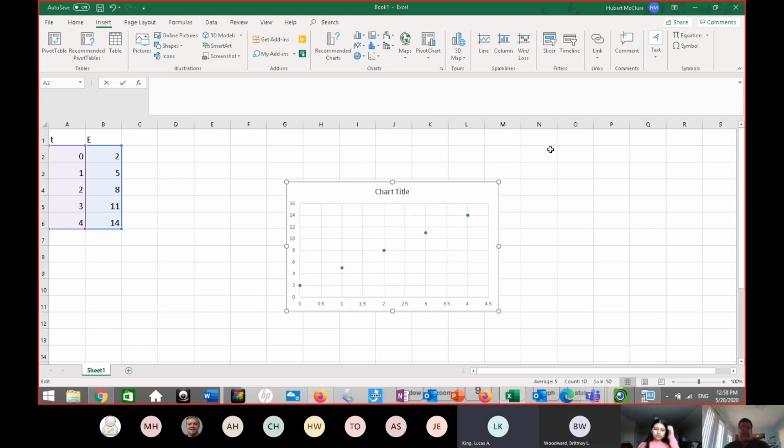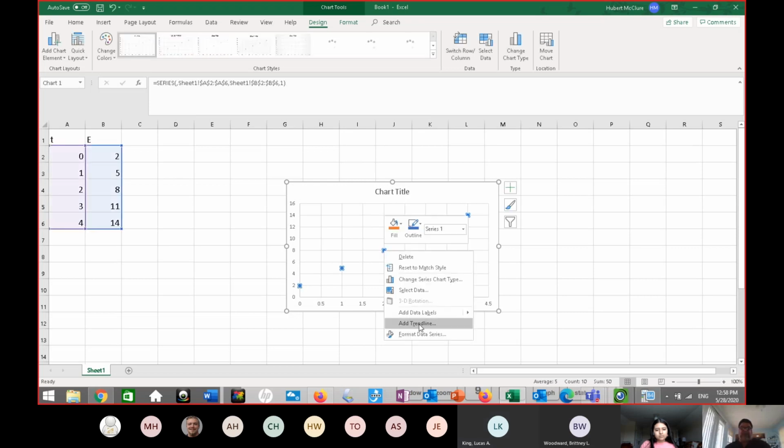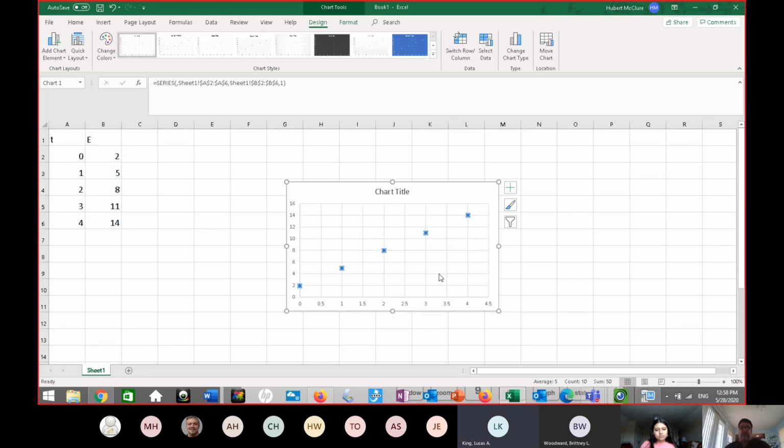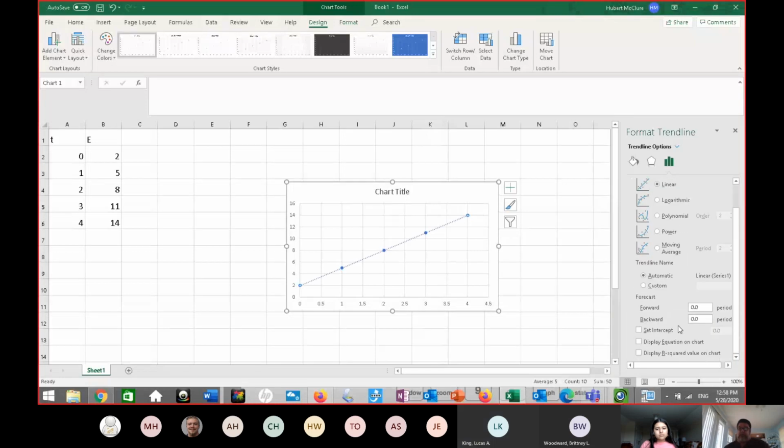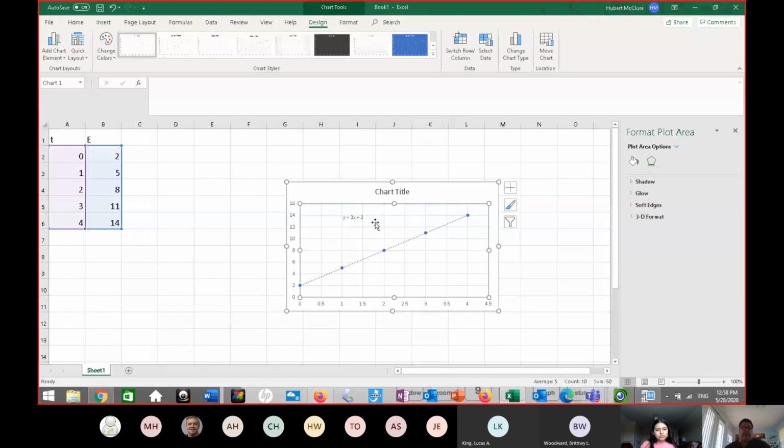There we go, finally. All right, now right click on one of the dots. Right click, add trend line. That's a fancy way of saying, give me the equation. And hit display equation on chart. There it is. And you should feel good about yourself. Y is equal to 3x plus 2. So that's the way you can do it on Excel.